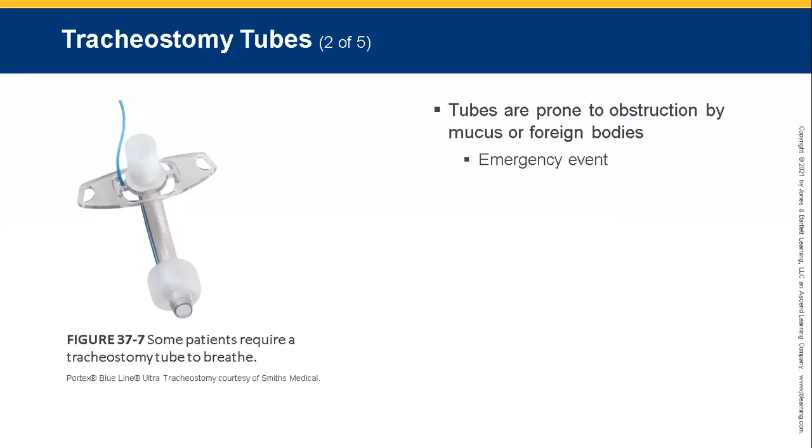And if you're going to suction a tracheostomy tube, it must be a flexible suction catheter and it must be a sterile technique. You have to use sterile gloves. When you have on sterile gloves, your hands must never go below your waist.